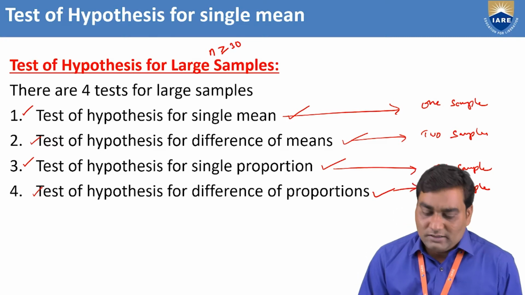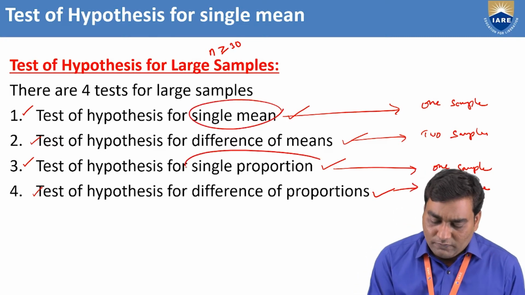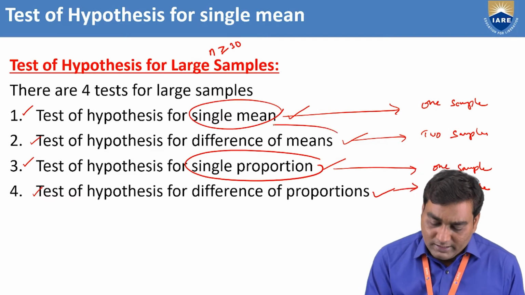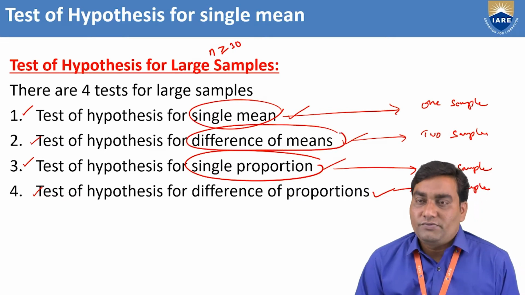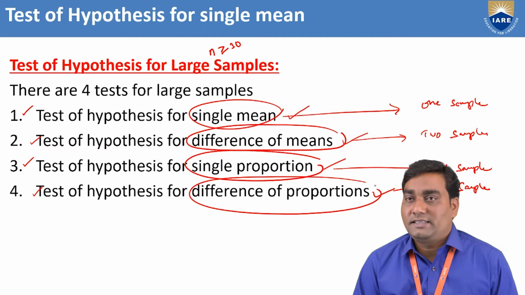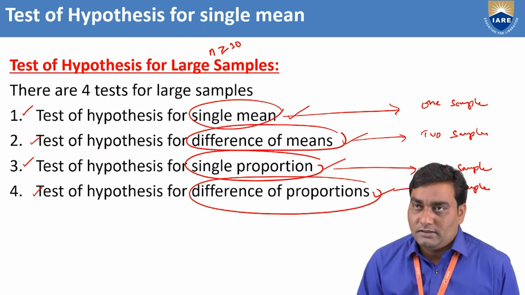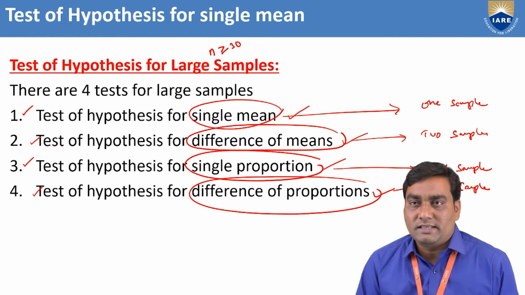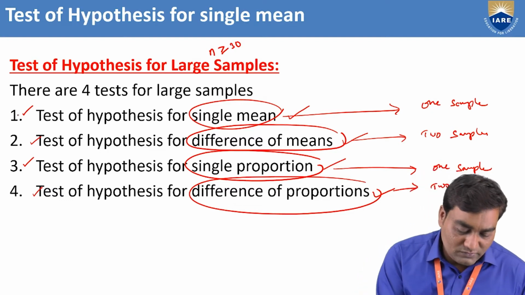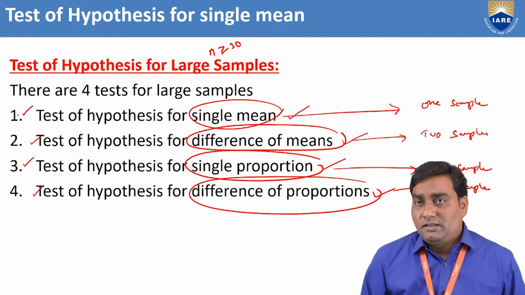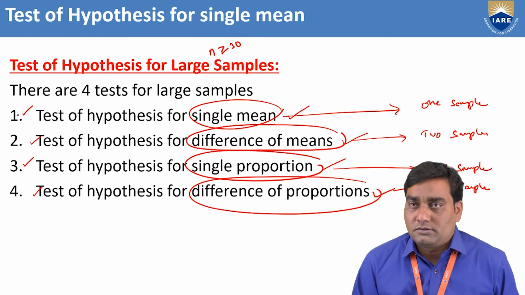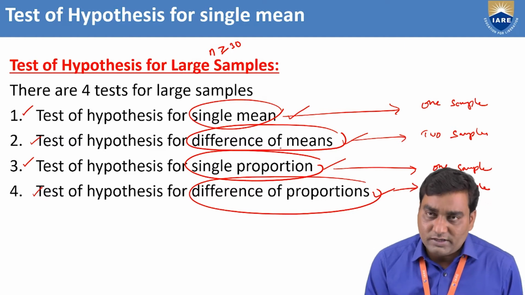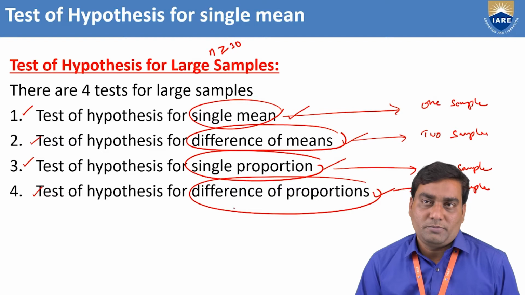We'll discuss later what is single mean and what is single proportion in the next session. Similarly, we can define what is difference of means and what is difference of proportions in the next session. But blindly you remember that in case the problem consists of only one sample, either we can use test of hypothesis for single mean or single proportion. That means test 1 or test 3. If the problem consists of 2 large samples, either we can use test of hypothesis for difference of means or test of hypothesis for difference of proportions.